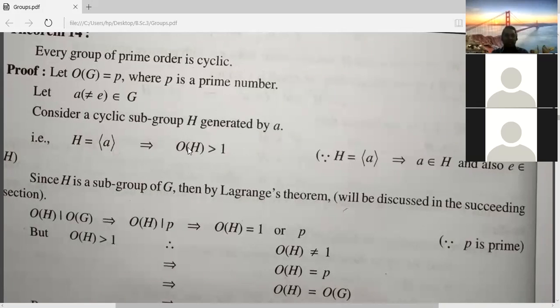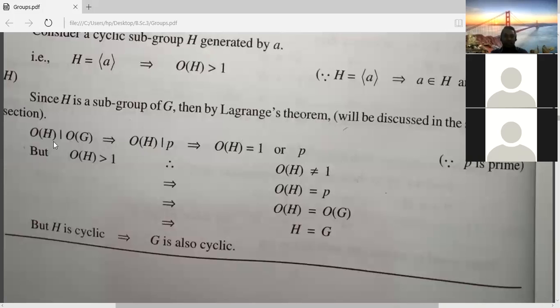H is a subgroup and G is cyclic. Here, every group of prime order is cyclic. Here you see the order of G equal to P, where P is a prime number. You are taking an element A that belongs to G, and taking a cyclic subgroup H. Now here H is generated by A. If the order of H is greater than 1, then H is a subgroup of G. Then by Lagrange's theorem, this you have to remember, already you know the order of H divides the order of G.